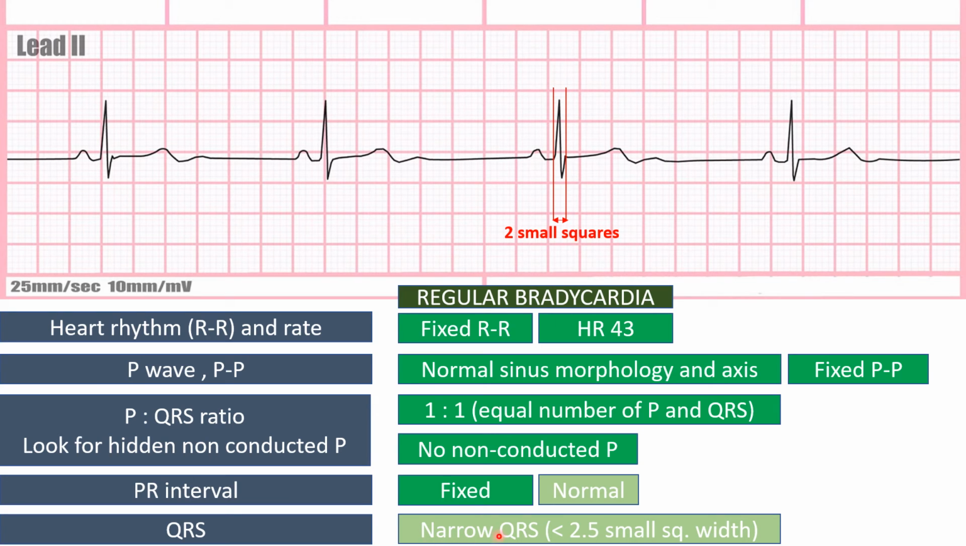Note that the QRS complex is not essentially always narrow in sinus bradycardia. It could be prolonged due to other causes, but the main items that we depend on to diagnose sinus bradycardia are a fixed R to R interval, which means the heart rhythm here is regular, the fixed P to P interval, and the fixed PR interval. And the most important thing is to look for non-conducted P waves, and in sinus bradycardia we don't have any non-conducted P waves, unlike, for example, Mobitz 2.